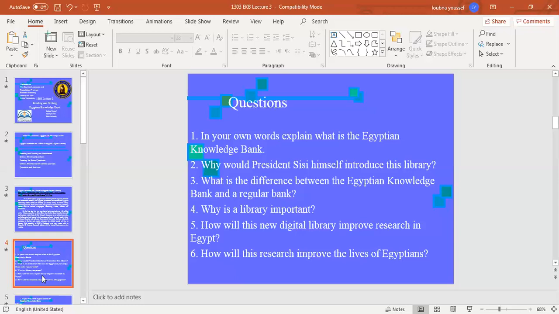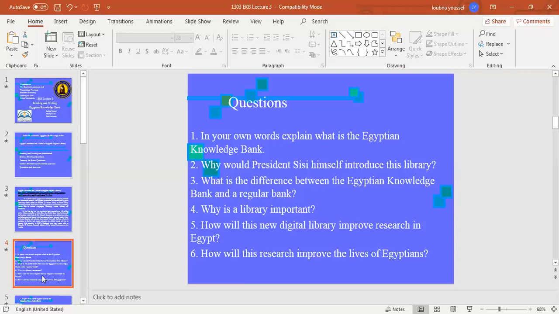Why is a library important? Because... cause and effect. We have a library. What effect will this library have on the Egyptian people? Now, this is not a regular library. This is a digital library. So how will this new digital library improve research in Egypt? Again, cause and effect. And then when we say this is not a regular library, this is not a bank, this is a digital library, we are introducing a classification. We're classifying libraries into libraries that are physical, that you go to, and libraries that are digital, which you find on the internet.